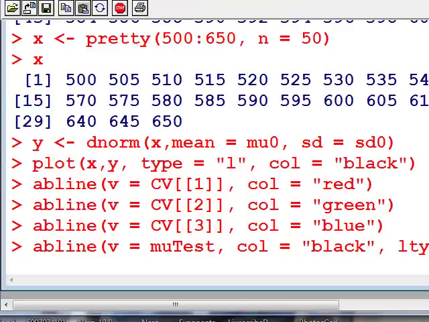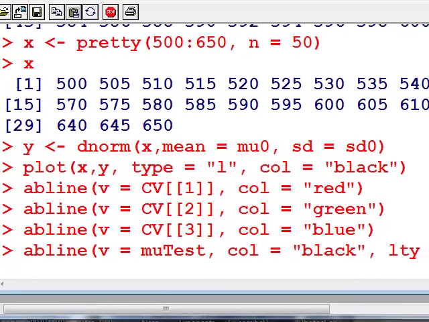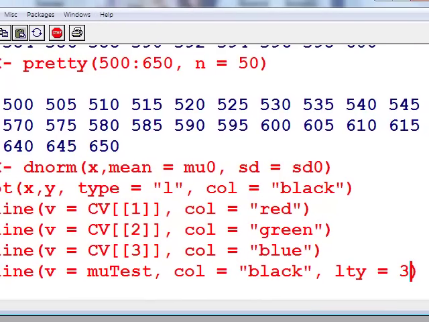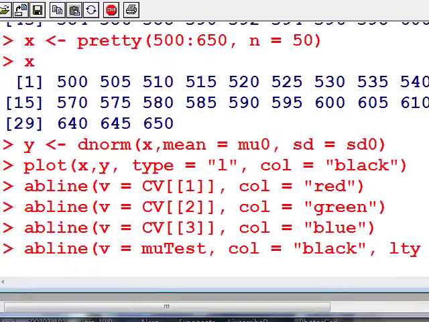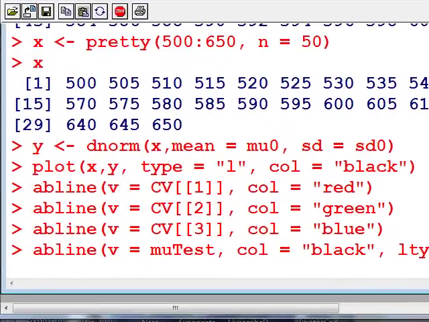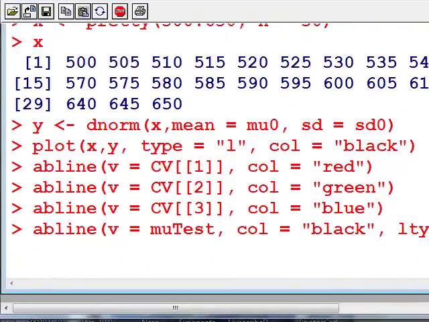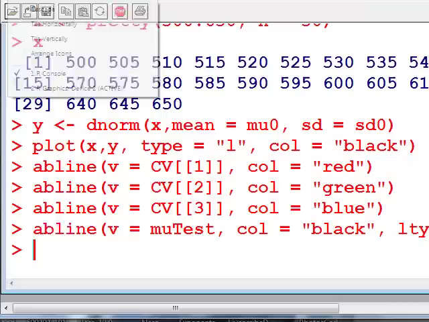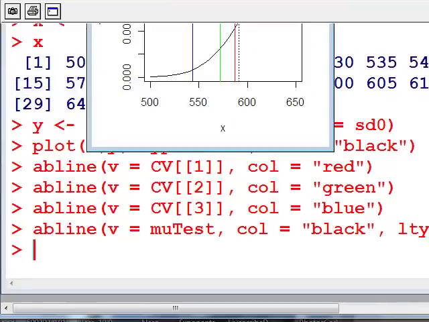But in order to see it, and you don't have to do this, but you can go LTY equals 3. That will give you a dash line. I hope you can see that on here. Let me move this a little bit. Okay, LTY, line type, if you want to use that command. Alright, now we'll go look at what we've got, and here it is.